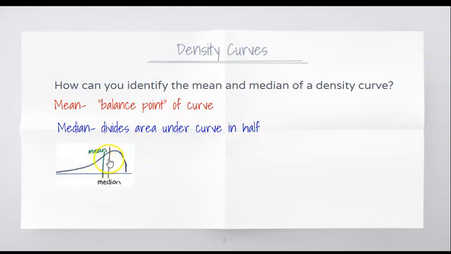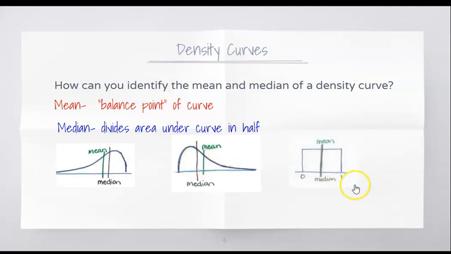Remember, if it's left skewed, the mean chases the tail a little bit. So the median is closer to the peak, and the mean is closer to the tail. Same thing if it's right skewed. The median is closer to the peak, and the mean goes towards the tail. And remember, if it's symmetric, it could be uniform, it could be normal, mound shaped, unimodal. If it's symmetric though, the mean and the median fall in the same place. So it's important to know those values when you look at a density curve.